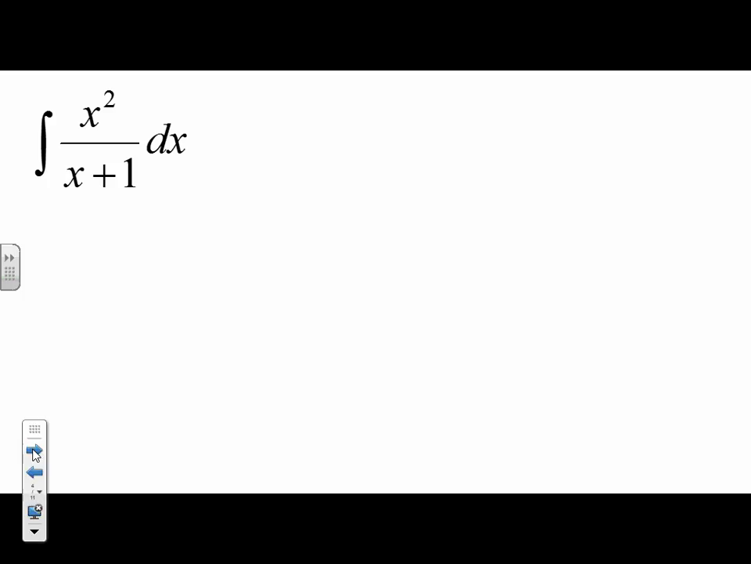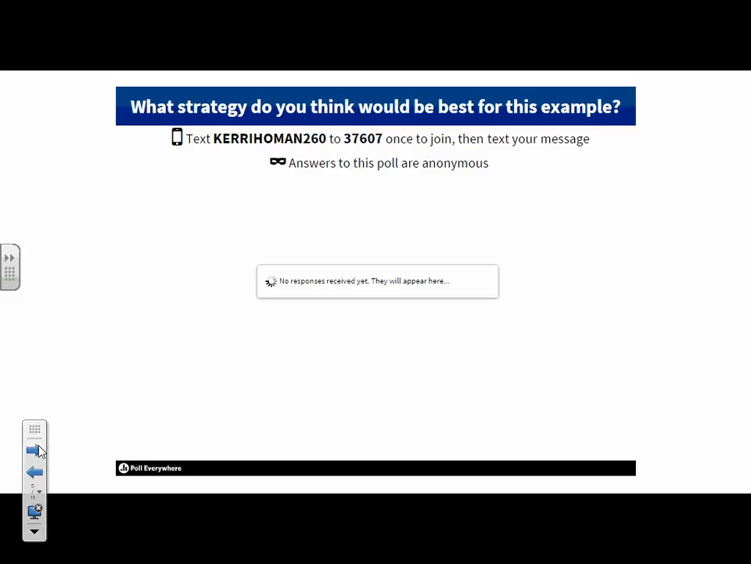So we have the integral of x squared over x plus 1 dx. And this is what you're going to do. You're going to text this to 37607 to join, and then you can text me the answer to the poll. Is it all caps? Yeah, I don't know.